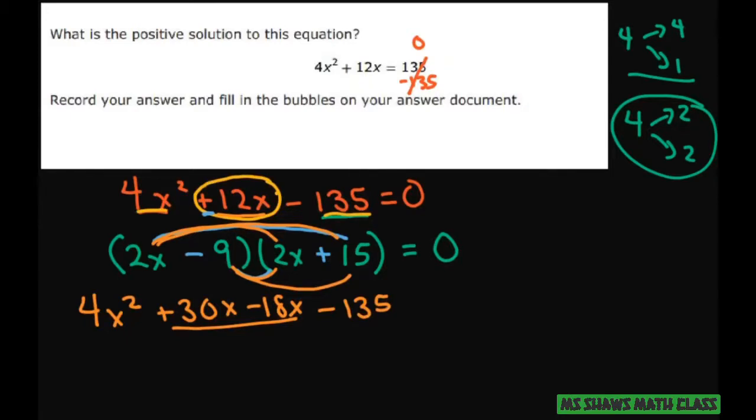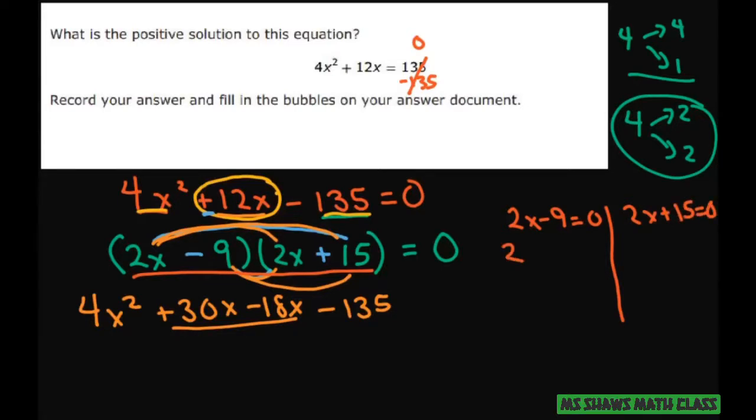So since we have our factors here, we set them both to 0. So we're going to set 2x minus 9 equals 0, and 2x plus 15 equals 0. So you add 9 to both sides, you get 2x equals 9. Subtract 15, you get 2x equals negative 15. Divide both sides by 2, you get x equals 9 halves. And this one's going to be x equals negative 15 halves.